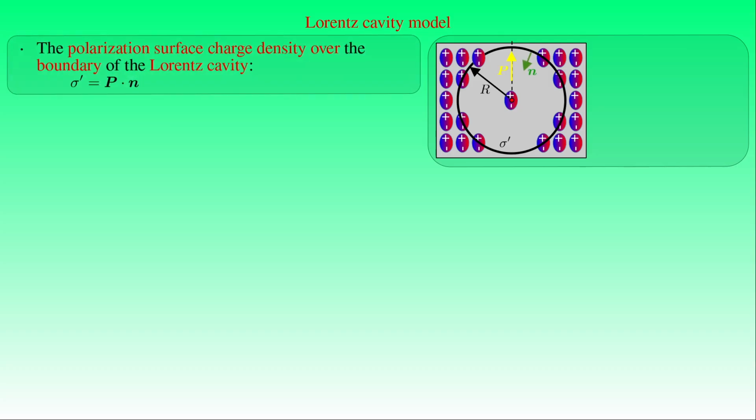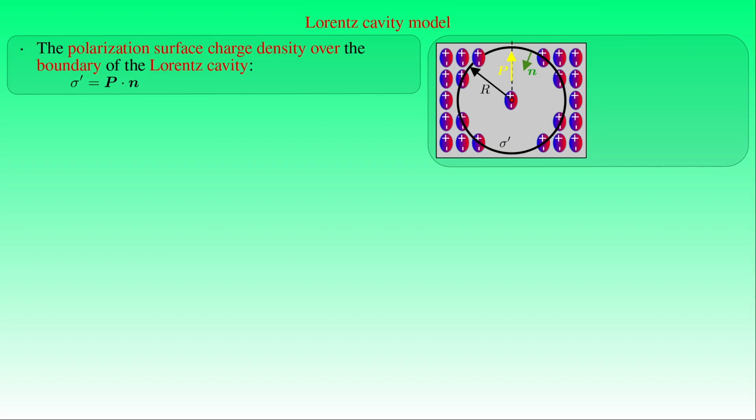We start with the electric field E1 due to the polarization charges over the boundary surface of the Lorentz cavity, where the polarization surface charge density sigma prime at any point of the boundary surface of the cavity can be written as the dot product of the polarization P of the dielectric surrounding the cavity and the inward pointing surface normal n at the point. In this case the normal vector points outward from the insulating material surrounding the cavity.